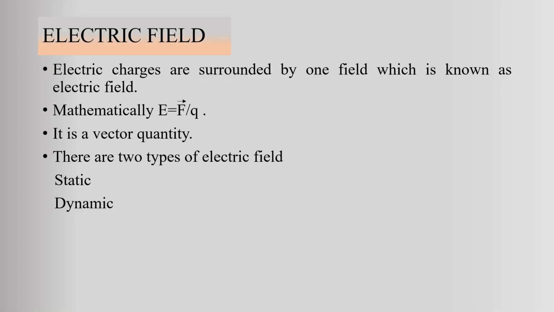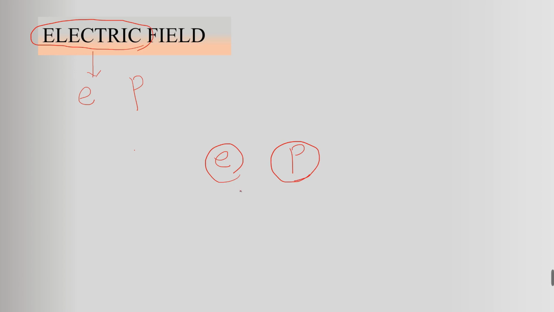So first we will discuss electric field. Here the name itself is giving the clue what it could be. This electric term is suggesting that this field is related to electric charges, that is electron and proton. From research it has been found that charges are surrounded by a field, or they create a field around themselves. That field is denoted as electric field by scientists. So it is one of the properties of charges that they are able to create this field.